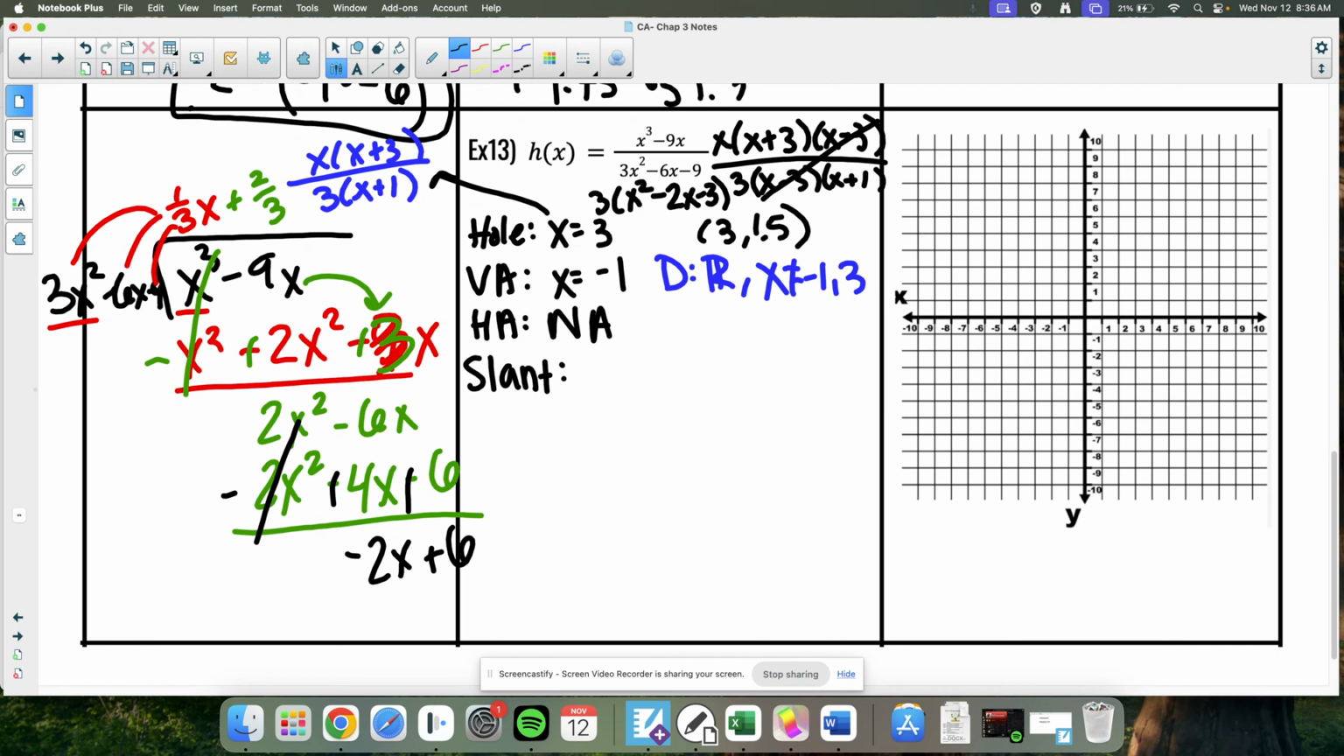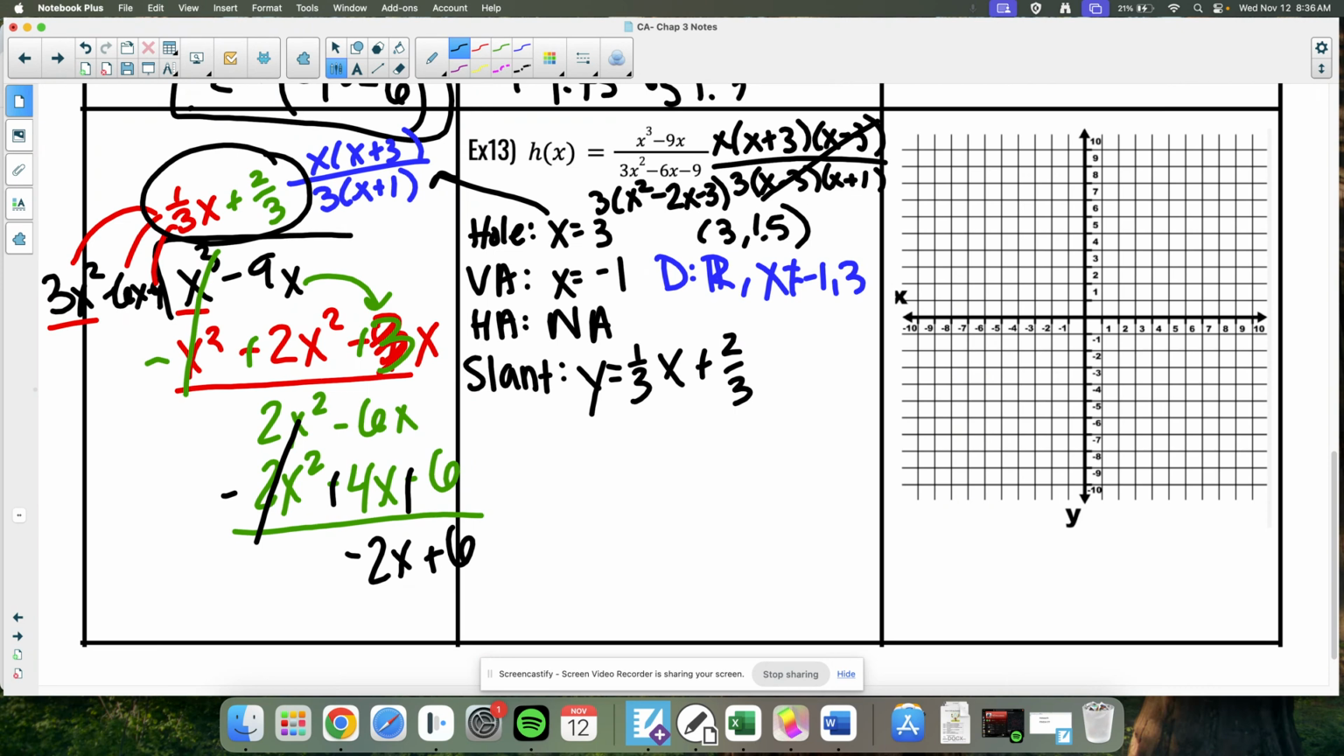In a slant asymptote, your remainder does not matter, so you don't need to continue on. Your answer is right there. So our slant asymptote is at 1/3 x plus 2/3, which is goofy. But a slant asymptote is just any diagonal line.